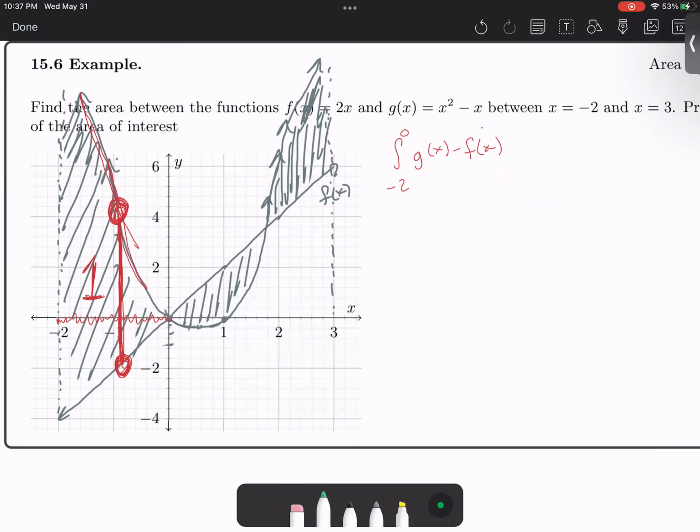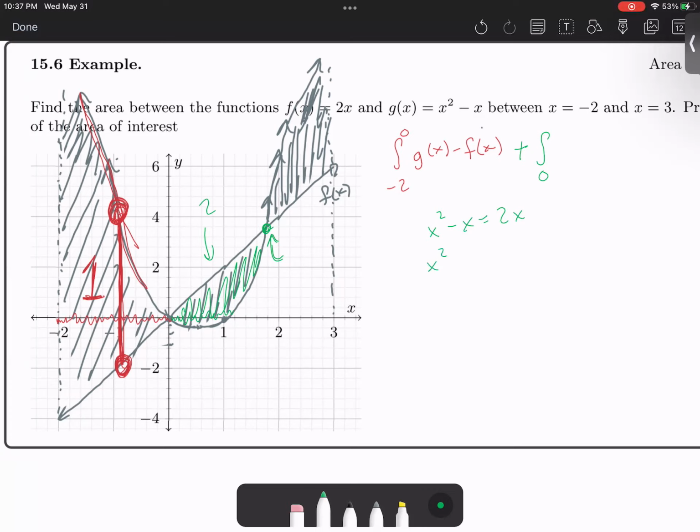All right, and then I need to keep going. I need to add this area. So I need to add, how much area is here? In area 2, we'll call it. So it's definitely going to be the integral from 0 up to whatever that point is right there. And I don't think we have figured that out yet. So the question is, where do these two functions intersect? Where is x squared minus x going to be the same as 2x?